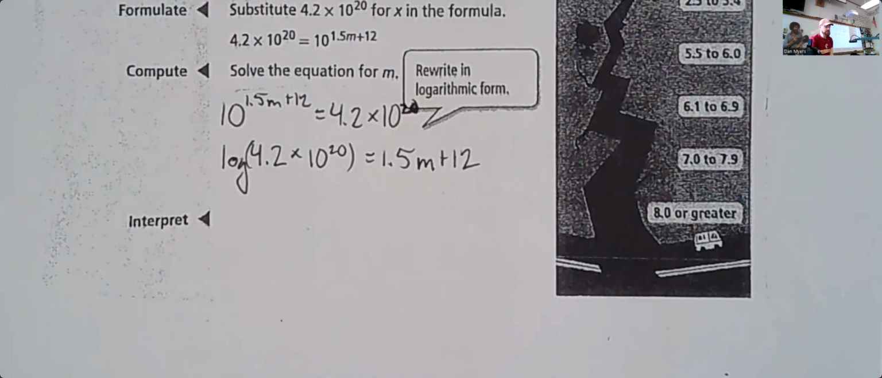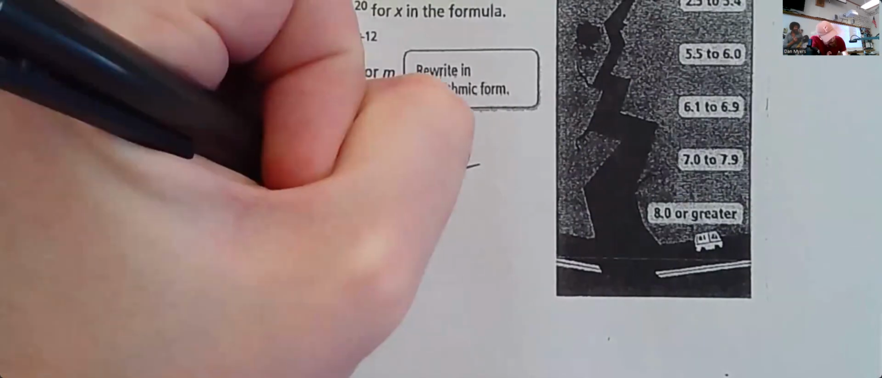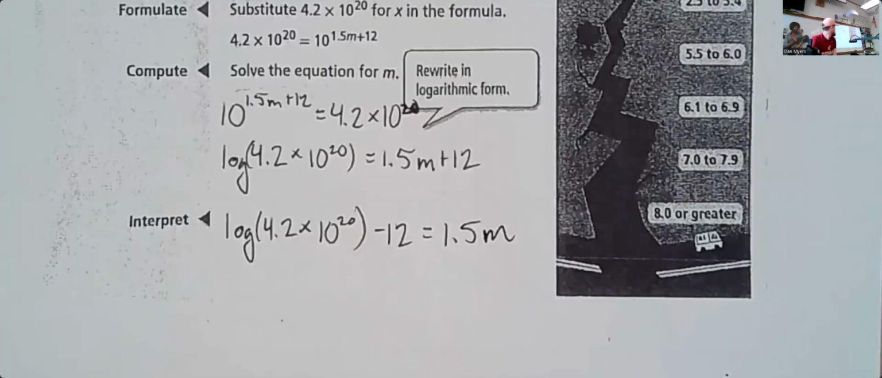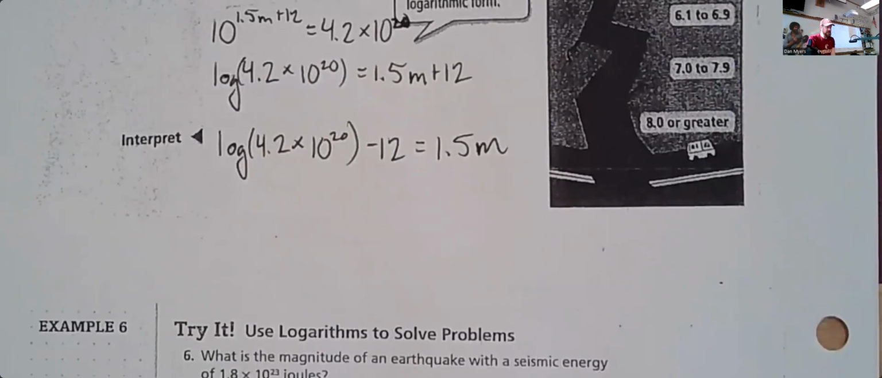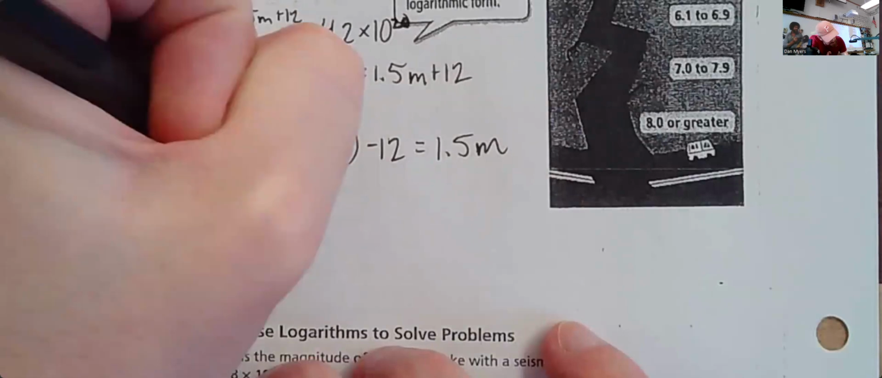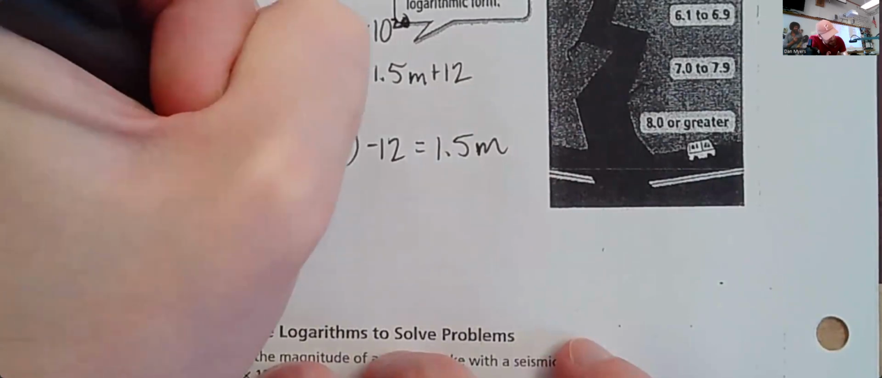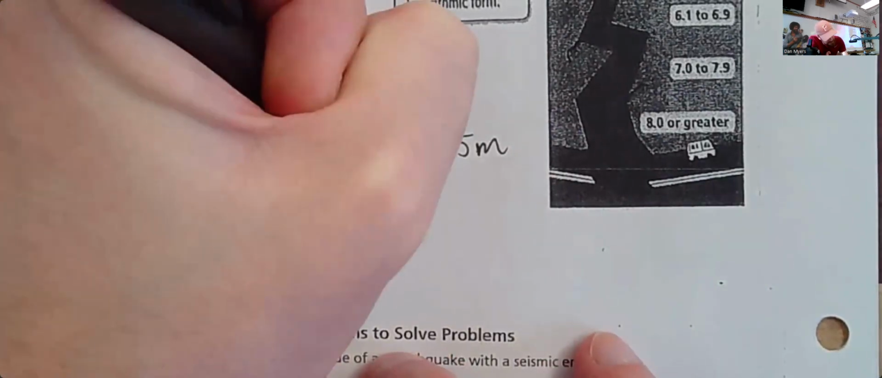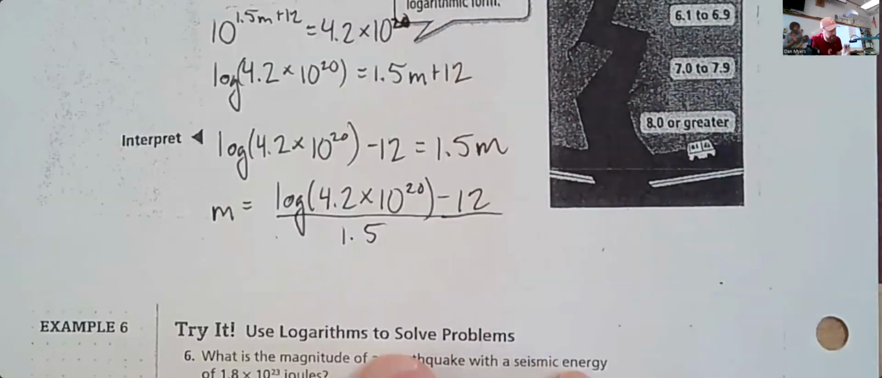What's our next step? Subtract 12. Okay. So we're going to get log 4.2 times 10 to the 20th minus 12 equals 1.5 M. What do we do now to get M by itself? Divide by 1.5. So M is going to equal the common log, base 10, of 4.2 times 10 to the 20th, minus 12, divided by 1.5.